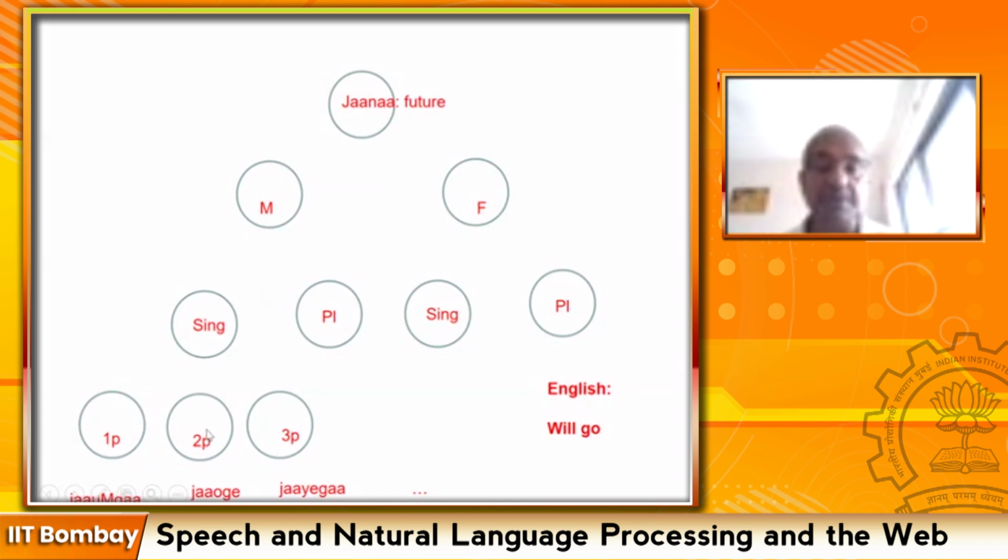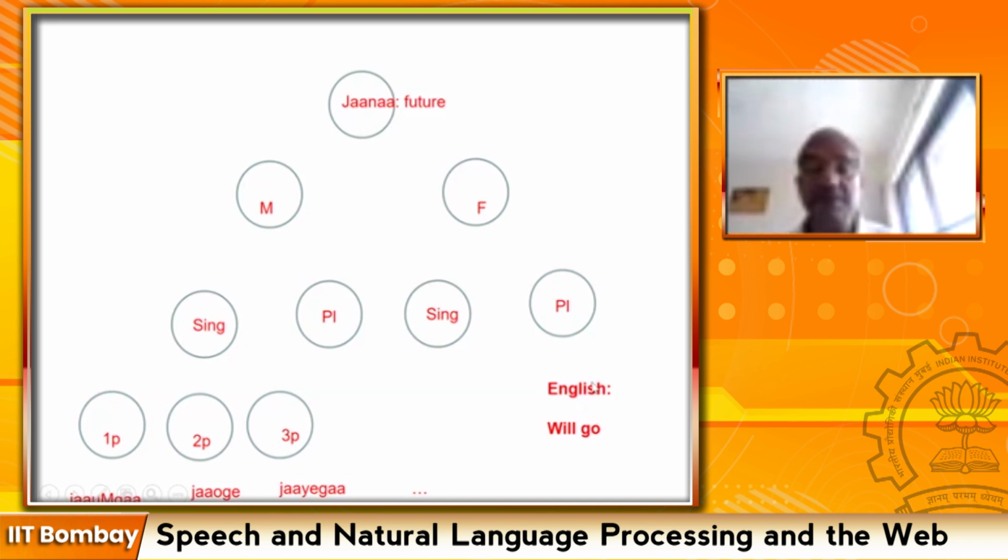Male, singular number, second person, तुम जाओगे, you will go. Male, singular number, third person, he will go, वो जाएगा. So जाऊंगा, जाओगे, जाएगा. For Hindi, you can see that all the three leaves have different forms. These are for three different situations. So the word jana has dressed itself for these three different occasions.